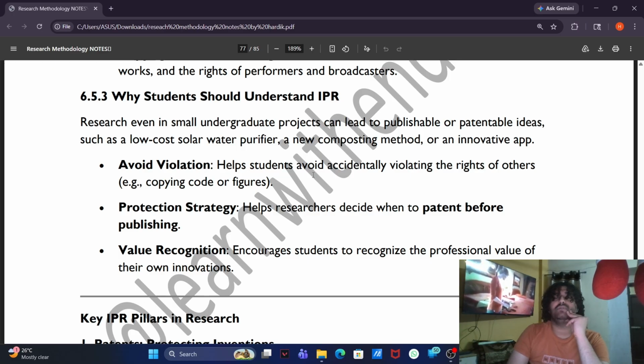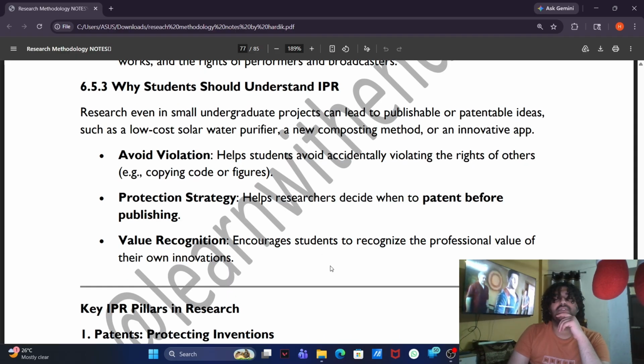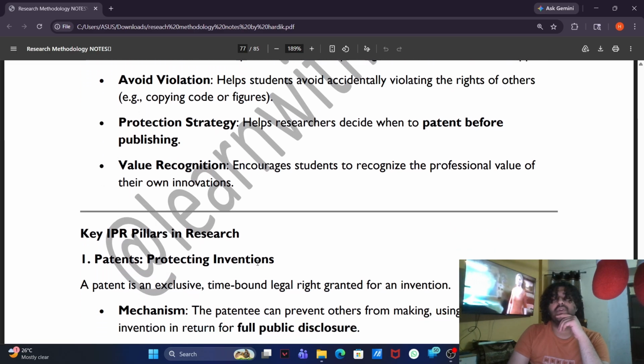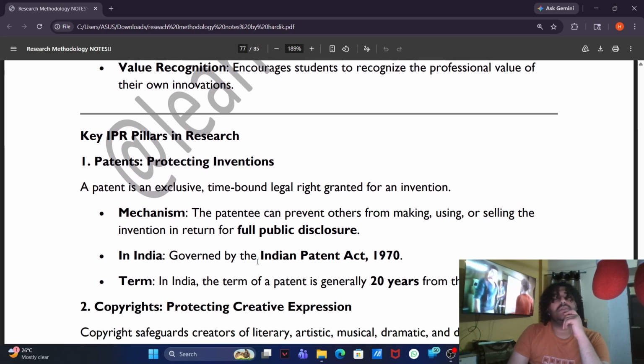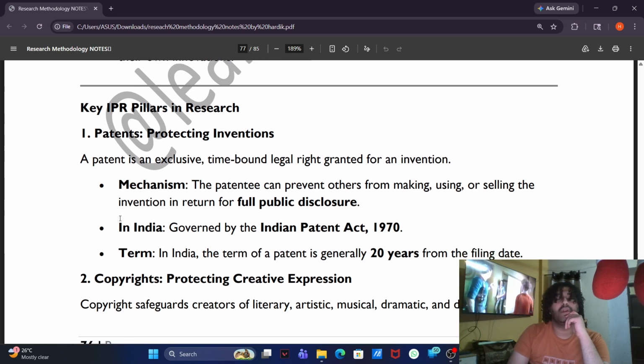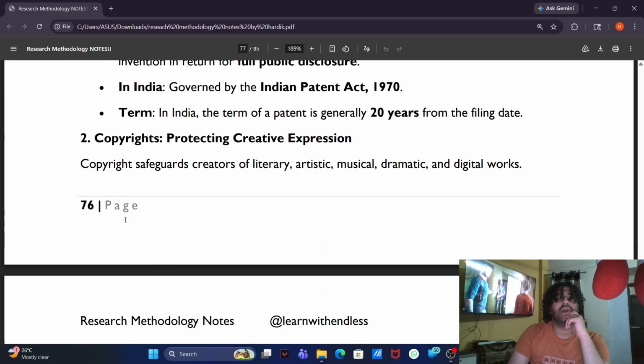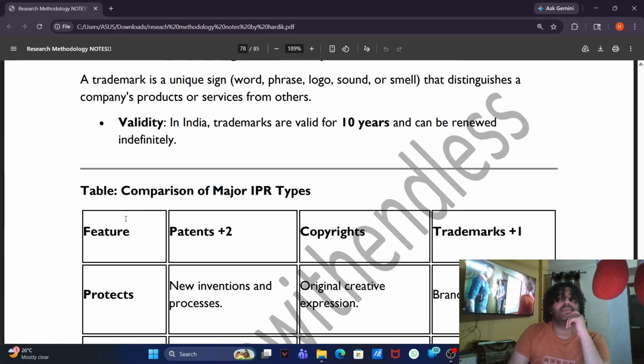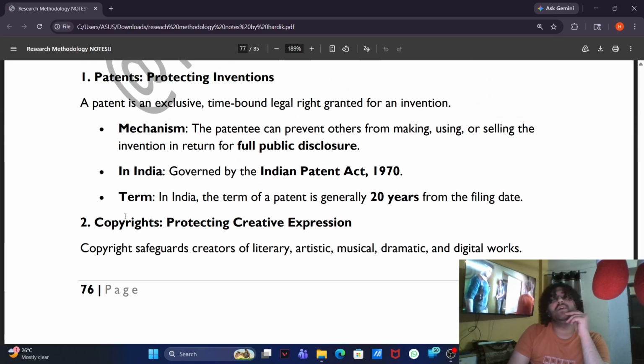Avoid violation. It helps students avoid accidentally violating the rights of others, for example by copying code or figures. Protection strategy helps researchers decide when to patent before publishing. Value recognition encourages students to recognize the professional value of their own innovation. Key IPR pillars in research. Number one, patents. Number two, copyrights. Number three, trademarks. Let's go through them one by one.